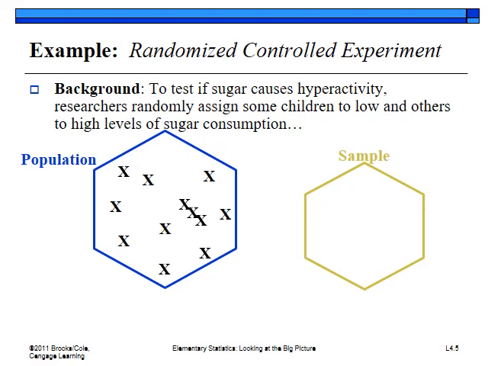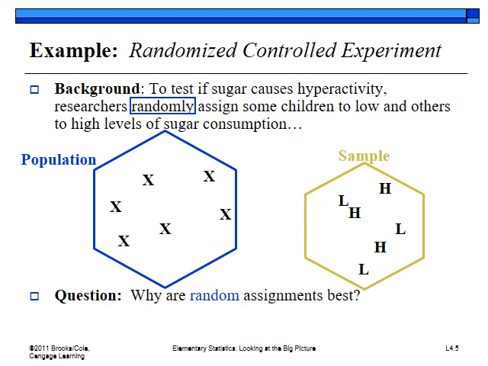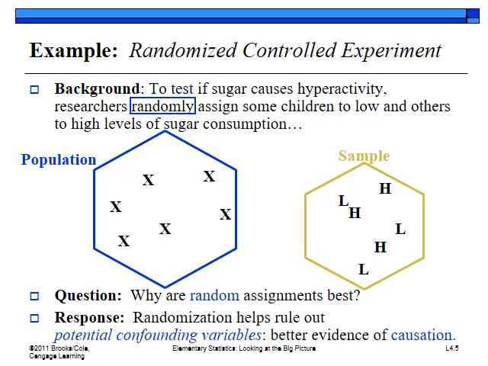The first step in running this experiment is selecting a sample. Once the sample is selected, the researchers will randomly assign some of the children to low sugar consumption and some to high sugar consumption. The randomness of this assignment is critically important. Why? Because the randomness helps mitigate potential confounding variables.